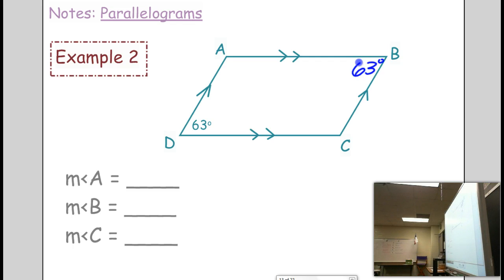Tori, what would you like to do next? Subtract. Thank you, Tori. No, don't add them. A is 117. 180 minus 63.